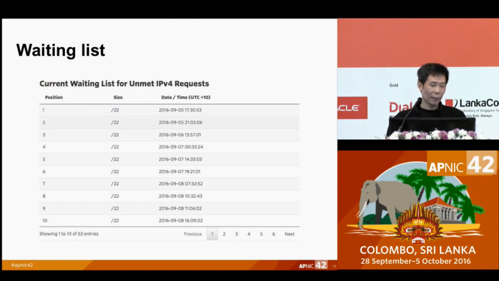IANA will allocate a small amount of recovered IPv4 to the RIRs every 6 months. APNIC has a system to return available space to the recovered pool weekly. However, the size is very small.